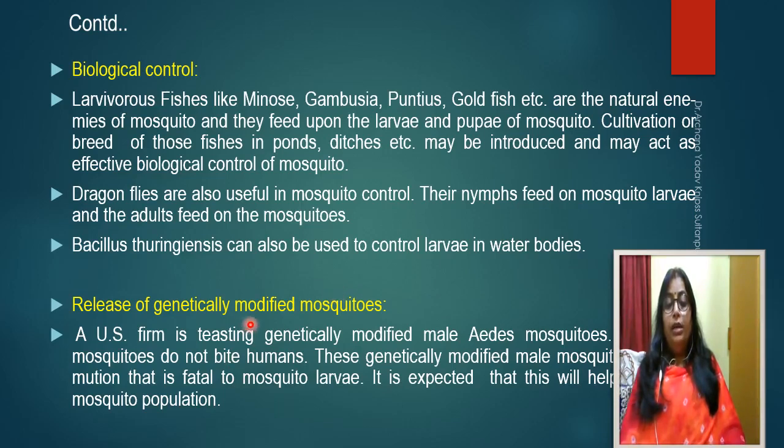Now, release of genetically modified mosquito. A US firm is testing this on mosquito. They modify the Aedes mosquito genetically. Actually, the male mosquito does not bite humans, and these genetically modified male mosquitoes carry a mutant gene that is fatal to mosquito larvae, and it is expected that it will help to control the mosquito population.